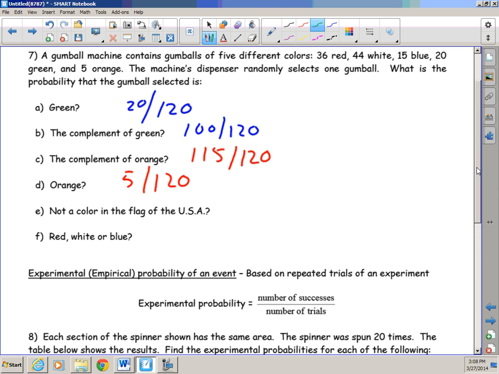Not a color in the flag of the United States. So that means it's got to be green or orange. So 25 out of 120. Red, white, or blue, 95 out of 120.